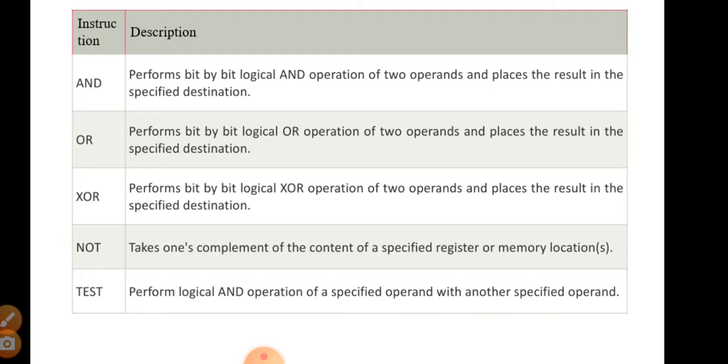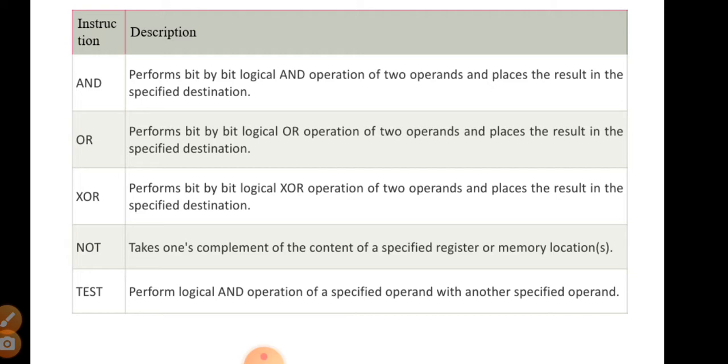In a NOT operation, it takes the one's complement of the content of the specified register or a memory location. Means it complements the content. Means it converts to the opposite content of the specified register or memory location.